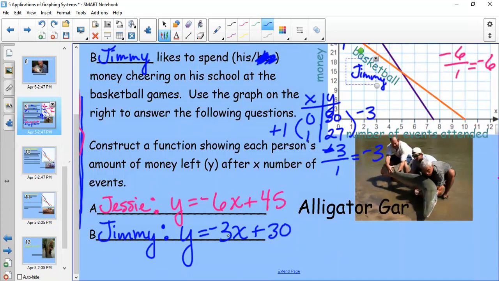All right, and just so you guys can get what exactly this means, this was how much money my parents gave them to start with, and this was how much they were paying per event. So when it said 6, Jessie was paying about $6 to go to the movies. So every movie she was paying $6. Whereas Jimmy was going to basketball games, the school basketball game, and it didn't cost as much. It was $3 per game. And so that's what the slope and the y-intercepts mean in this problem.